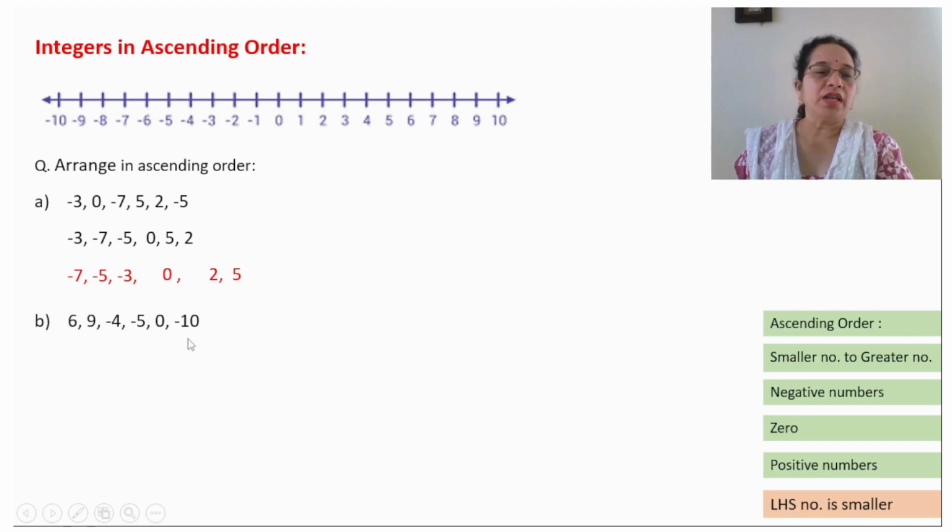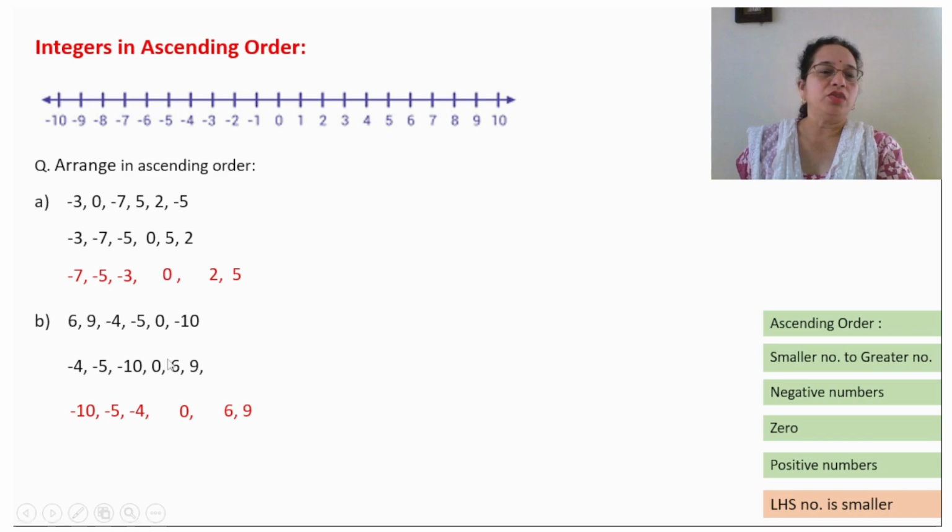Again these integers are given. So first thing we select all the negative integers, -4, -5 and -10. First write down this, then 0 and then 6 and 9. Now we will arrange this in ascending order. So for this negative numbers, which is the smallest number, -10, then -5 and then -4. Then write down 0 and then 6 and 9, arrange in ascending order, 6 and 9. So this is the final answer.